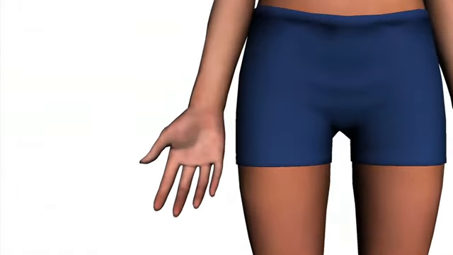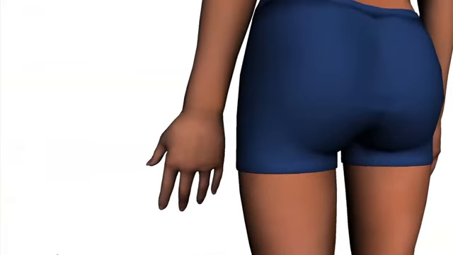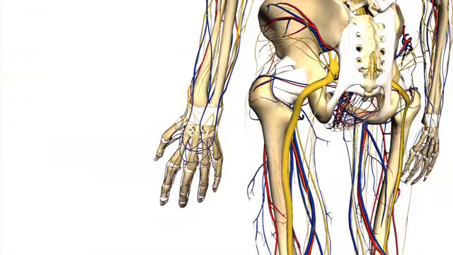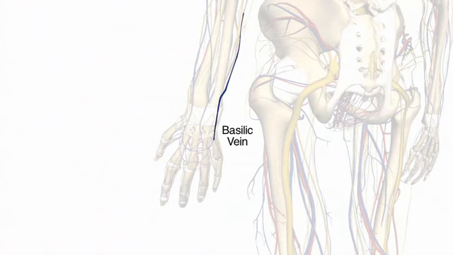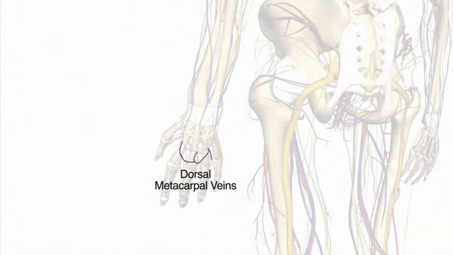It is common to find a suitable vein on the dorsal aspect of the hand or the distal forearm. Most veins are suitable, but the preferred veins for venous cannulation are the cephalic vein, the basilic vein, the dorsal venous arch, and the metacarpal veins.